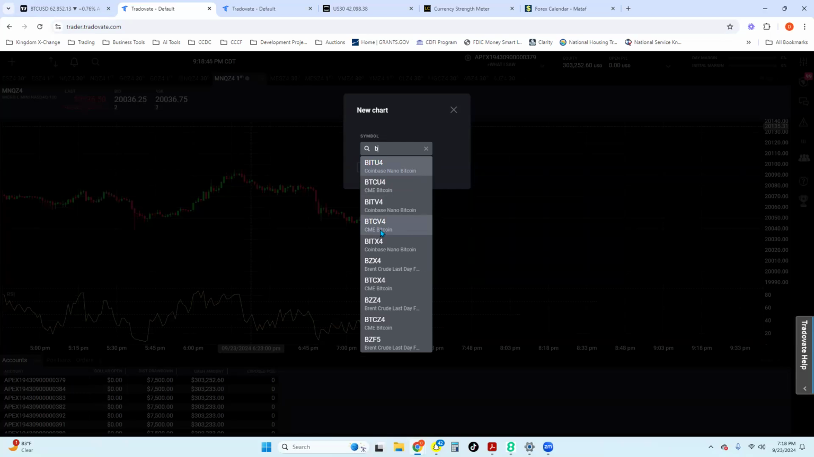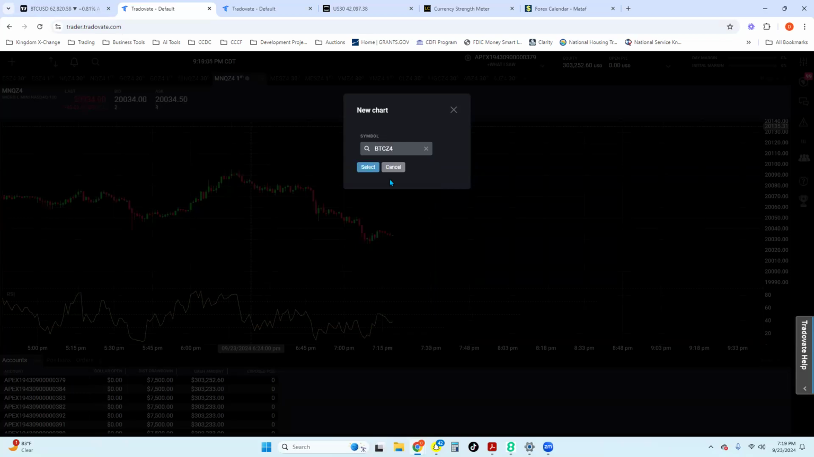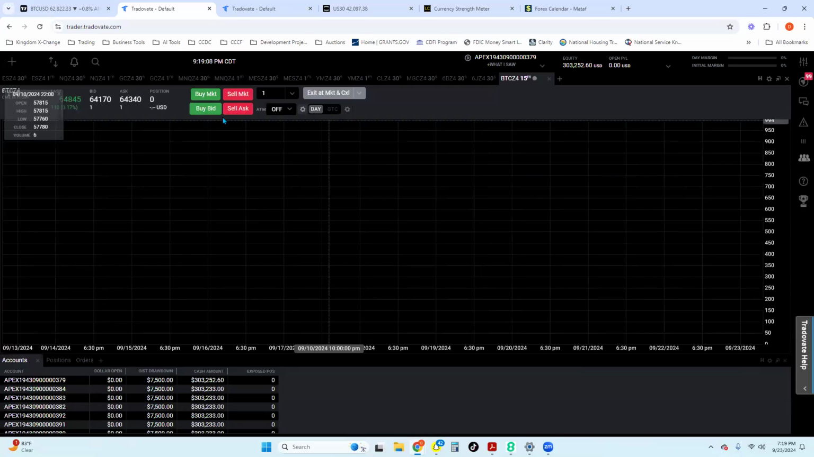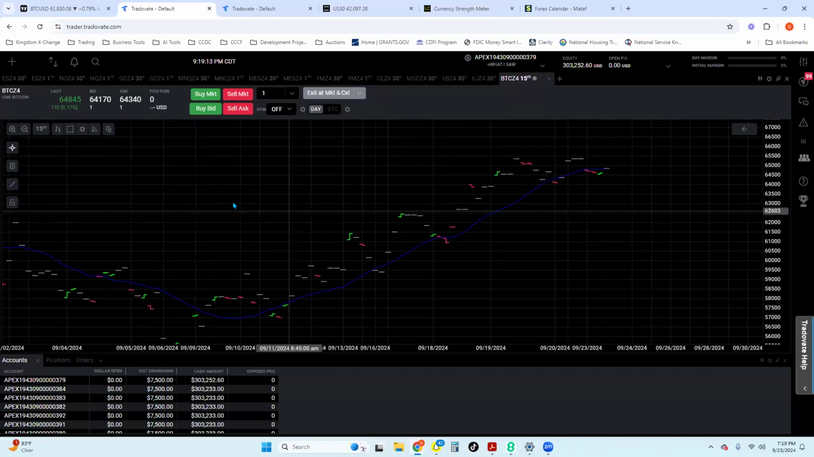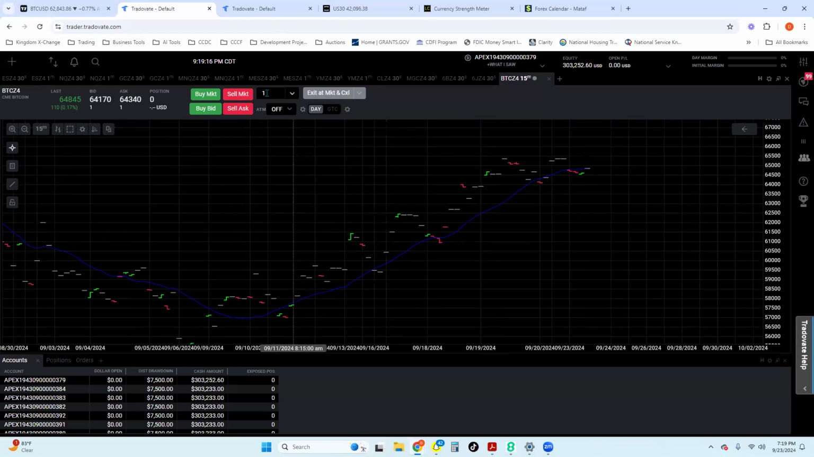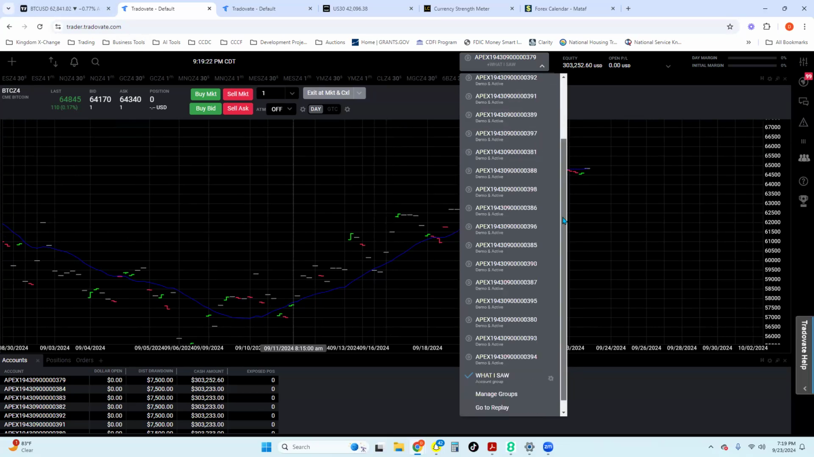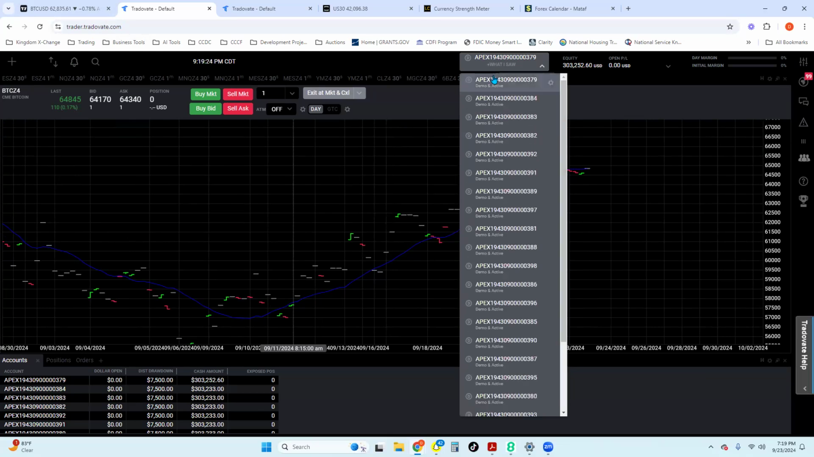For Apex, you have to trade the micro, I believe. It's the Z. BTC Z4. Hold on. I think you have to trade the micro. Let me not be in this. Let me keep that on a 1 and only trade one account instead of all of them. So BTC Z4. Let me see really quick.